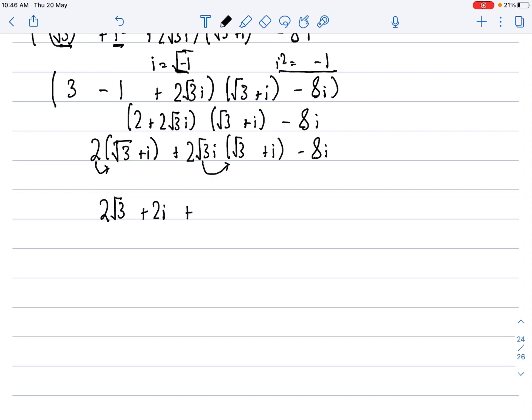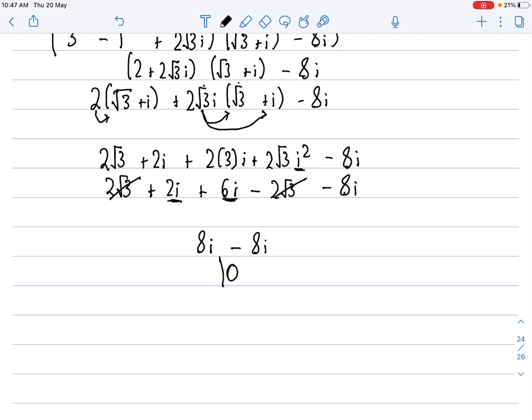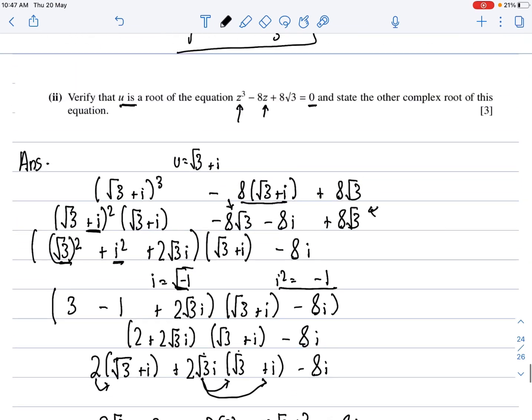I take 2 root 3i inside the bracket, root 3 into root 3 will be 3. So I get 2 into 3i, and now when I take this here, I get 2 root 3 i squared, minus 8i. So now what I can simply do is write this as 2 root 3 plus 2i plus 6i, okay? And I know i squared is minus 1, so this is minus 2 root 3 minus 8i. So I can simply cancel this out, and 6i plus 2i gives me 8i, minus 8i, which is equal to 0. So it's verified that u is a root.